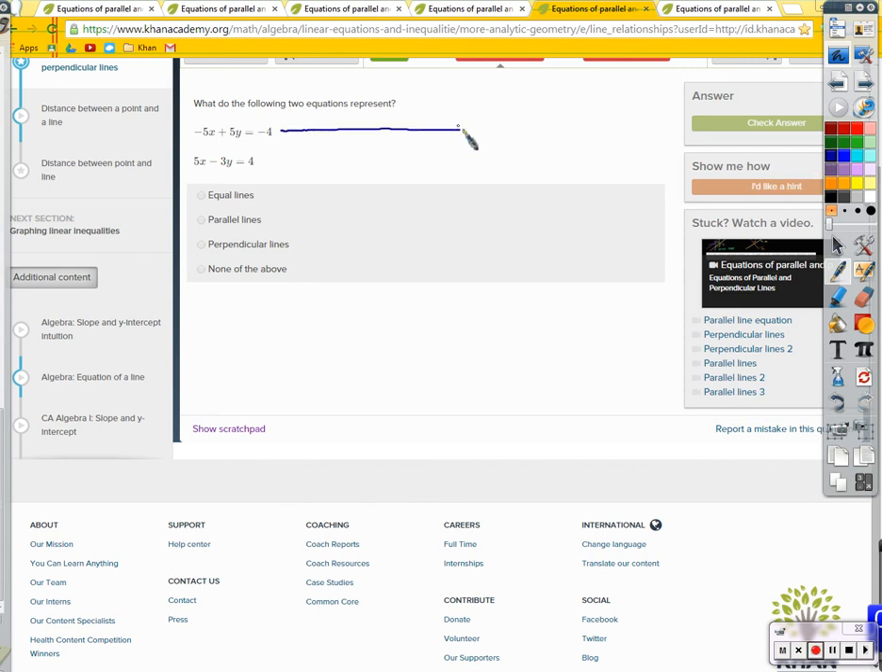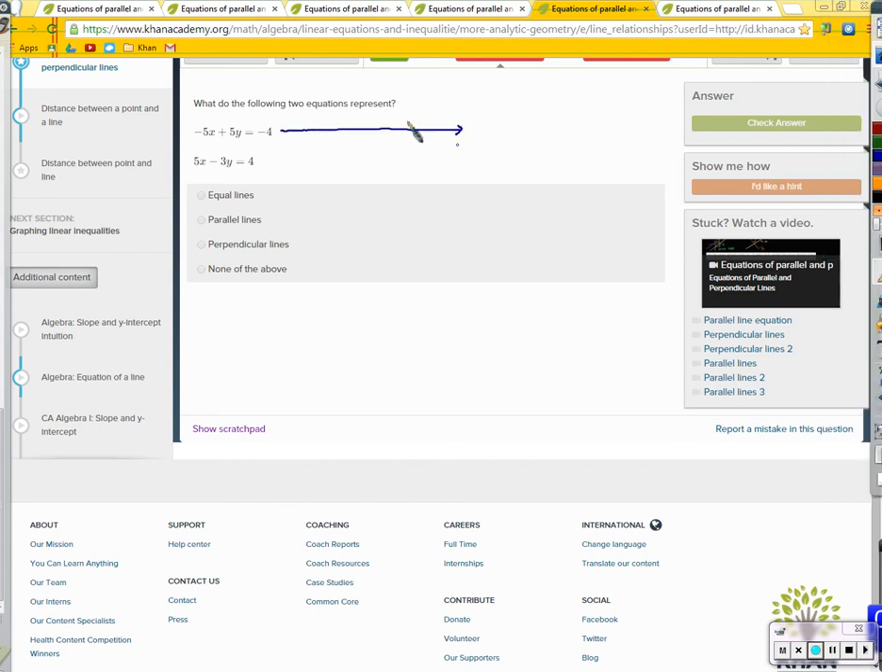So we just need to convert to slope-intercept form. That's y equals mx plus b. So we have to get y by itself. Somebody maybe from this side of the room help me get this equation so y is by itself.